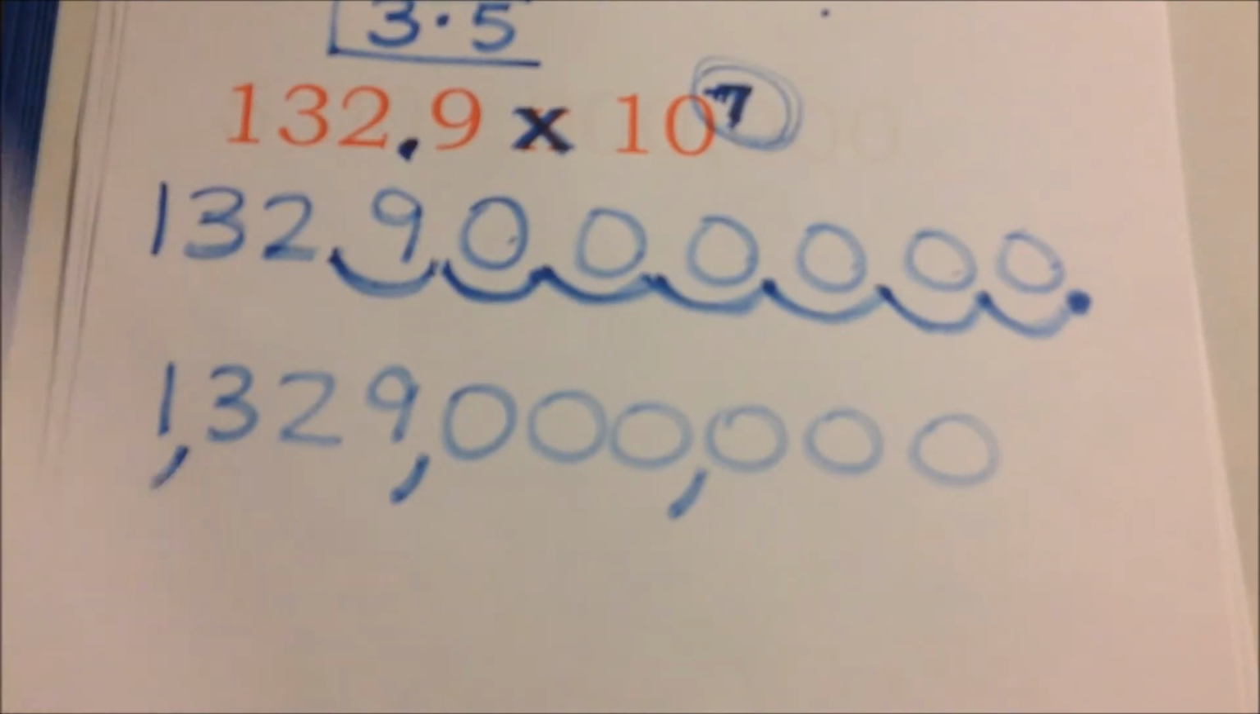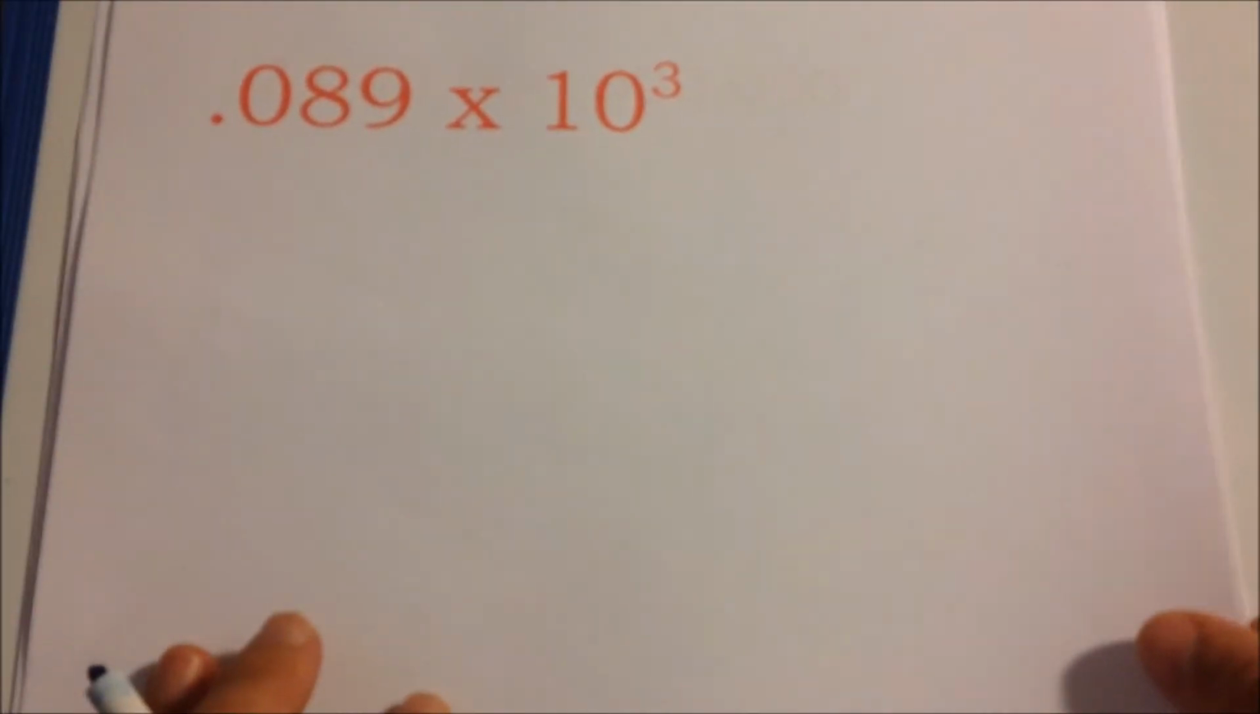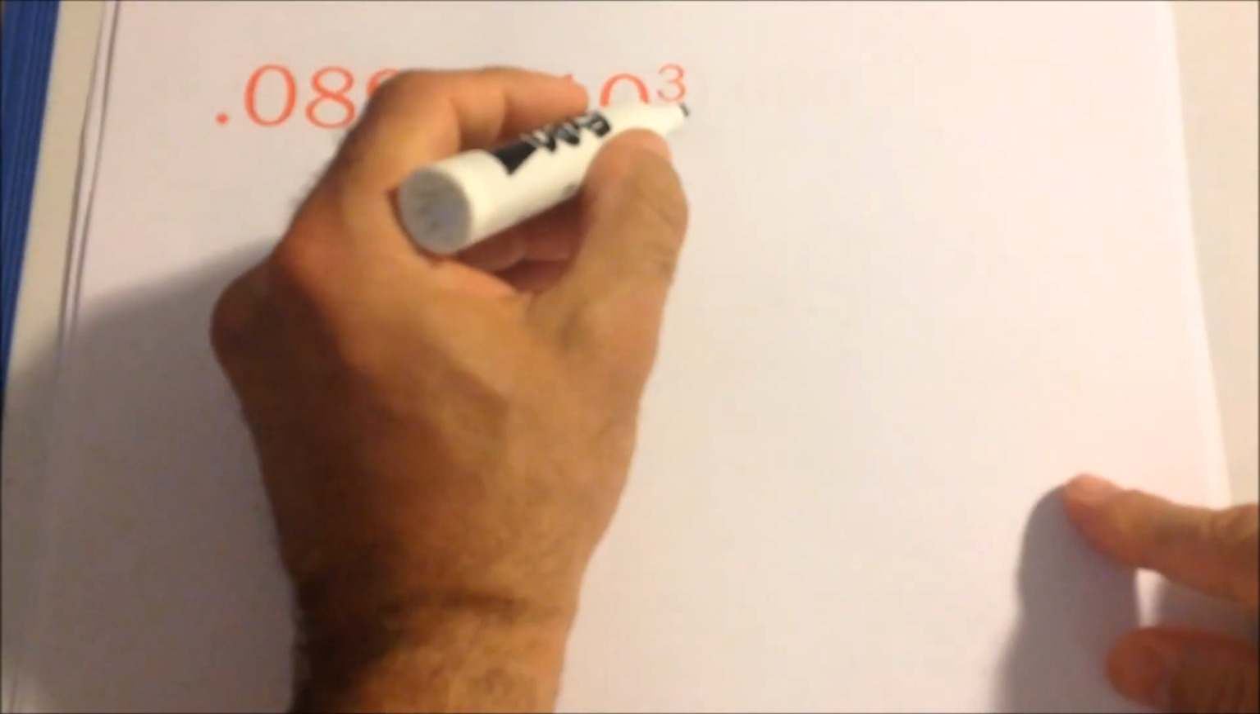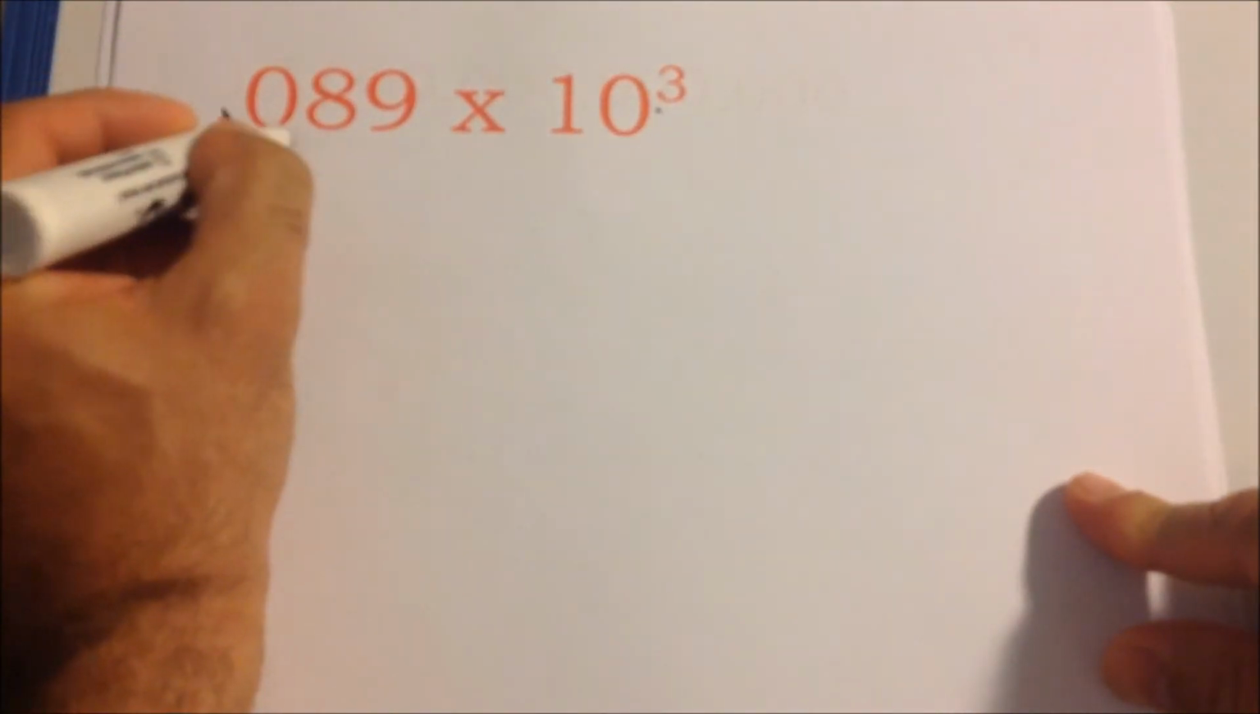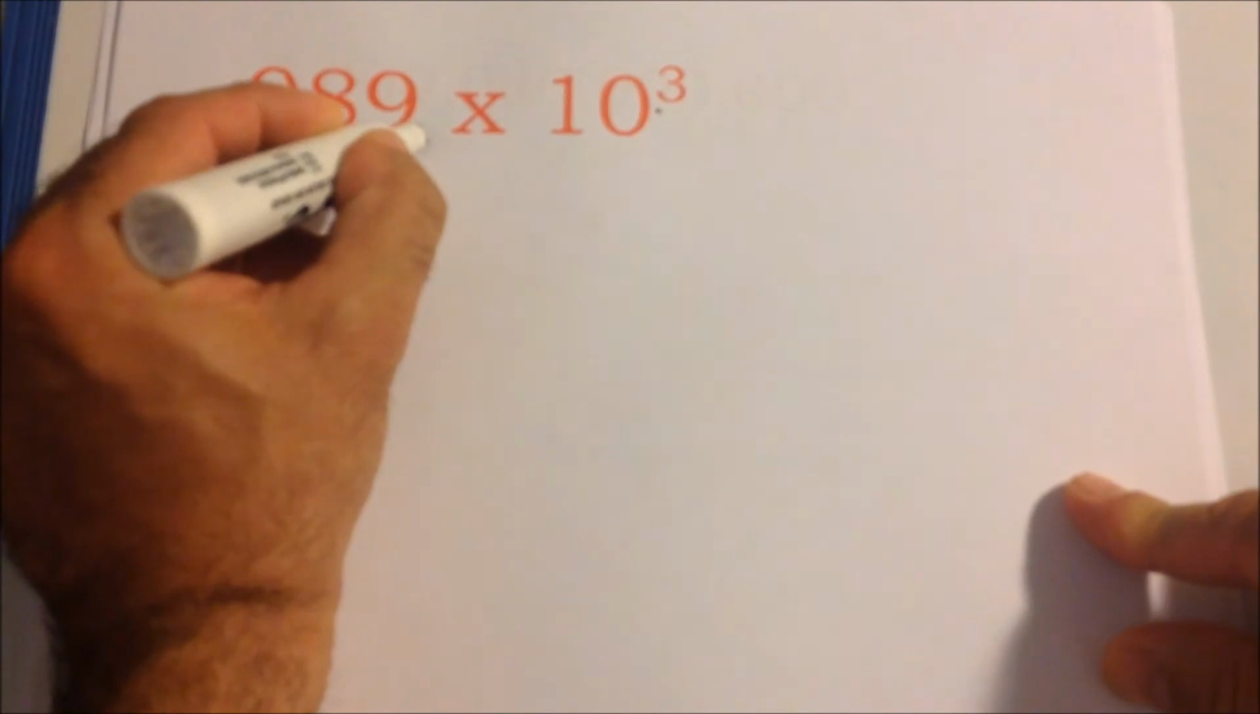Okay, let's try this one. Try to do this one on your own. You should pause the tape. Okay, let's get another marker here. The blue is running out. So, again, the exponent tells you to move the decimal that many times. How many times? 3. 1, 2, 3.